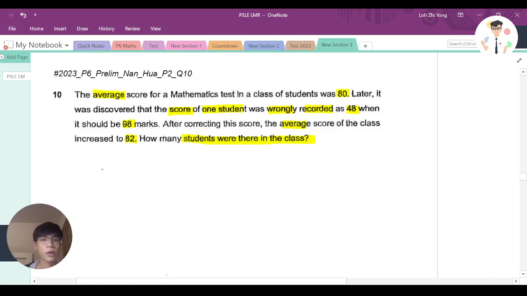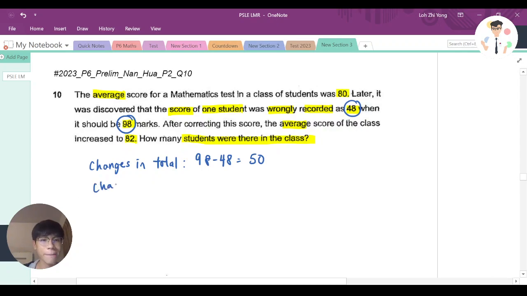So let's try to find out what's the change, okay? And there are changes in two parts. First part is the average. The second part is the total score. So let's try to look at the changes in the total first. 48 and 98, which means that if you change, there'll be a difference of what? 98 minus 48, which is 50. If it's changed, it actually has 50 scores difference in.